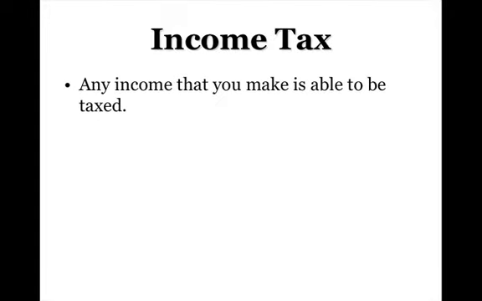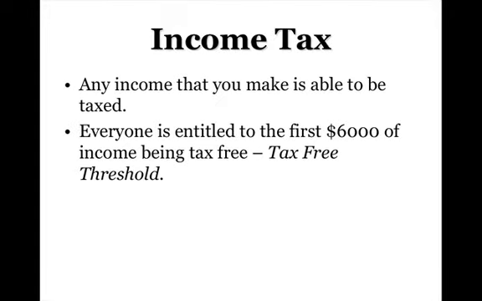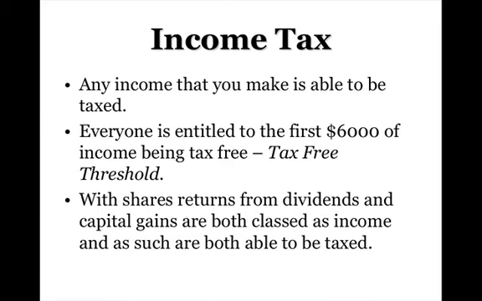Income tax is paid in Australia on anything that you make an income on. You're allowed to get the first $6,000 tax-free, and this is called the tax-free threshold. So that's for anyone. But you can only claim this once. You can only claim it on one job, and you get the first $6,000 free, and then anything from there on you start paying tax on.